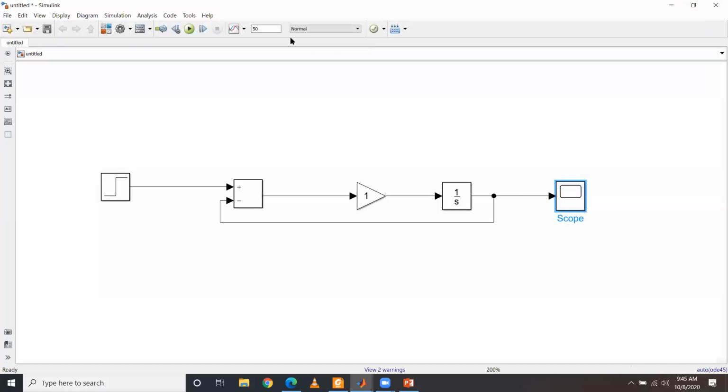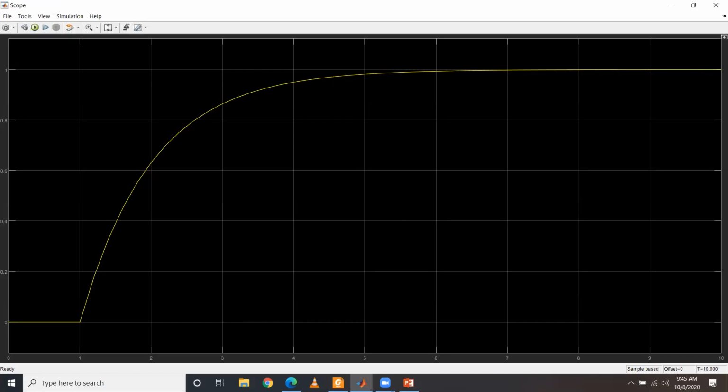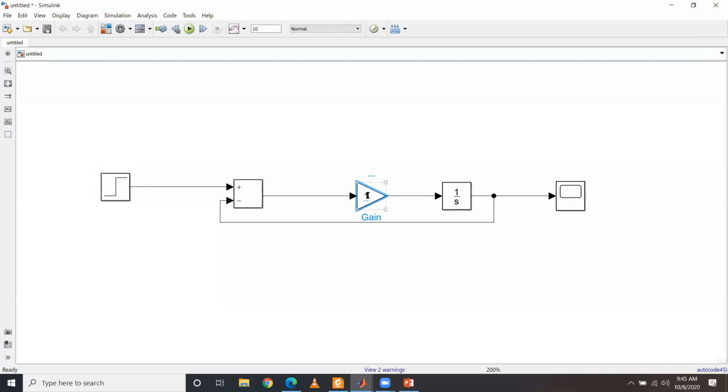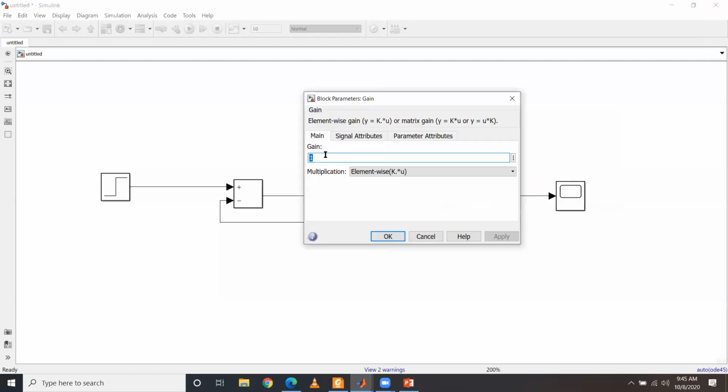So if you want to make it even more clear, run this for 10 seconds. So double click the scope. This is the step response. Now, as he mentioned, very observant of him, RC is 1. Now, if you make RC like 10, that means our time constant is higher. Time constant higher means it will take a longer time for the system to reach the steady state value of 1, isn't it? Yes, sir.